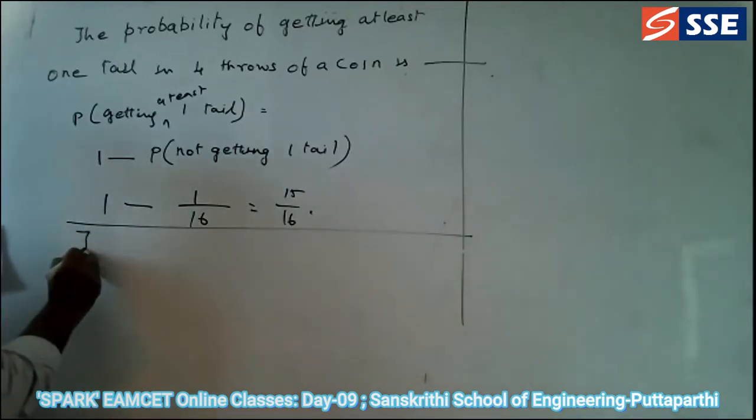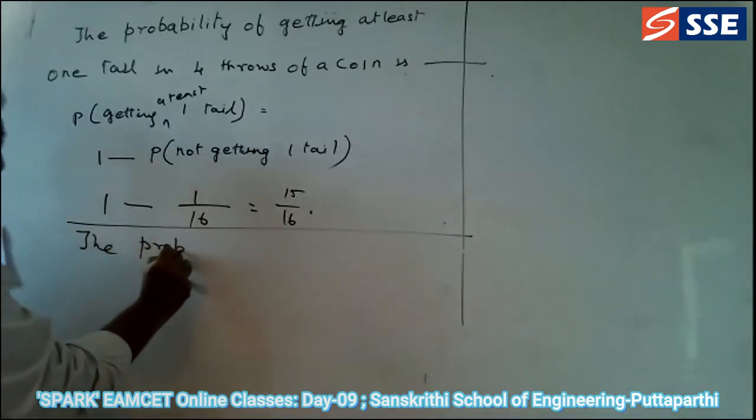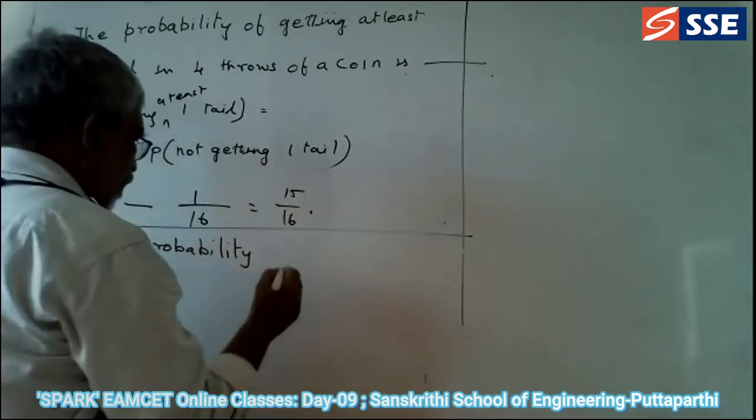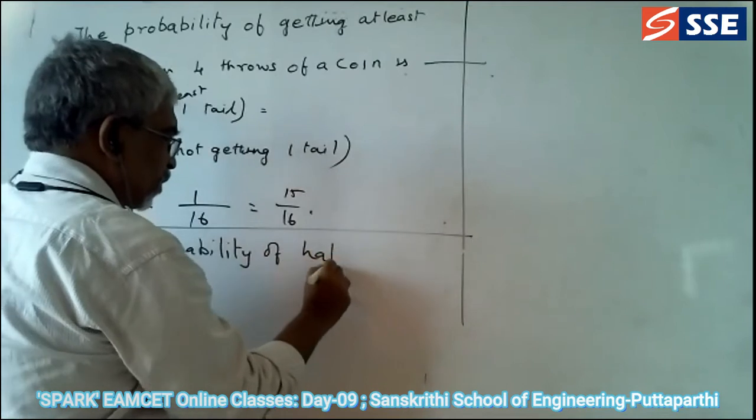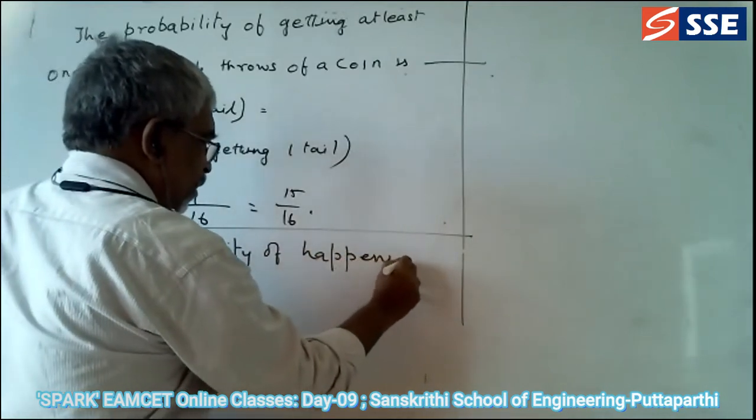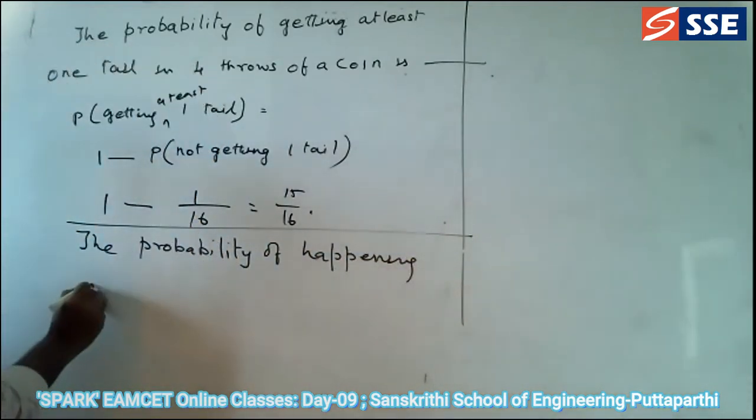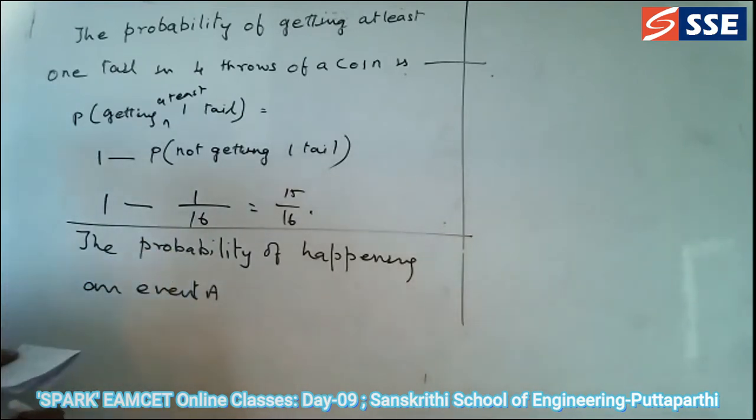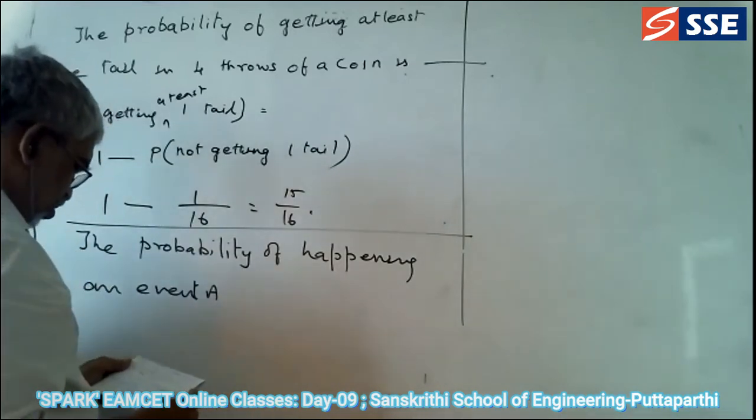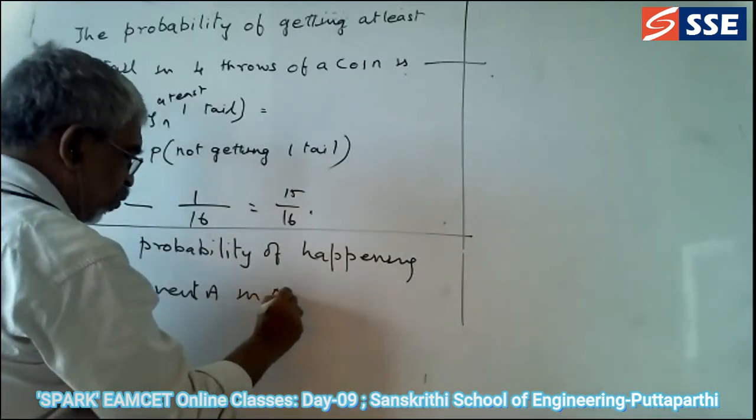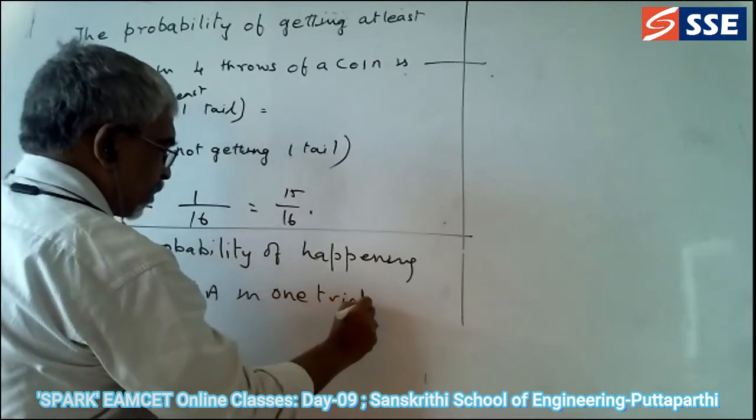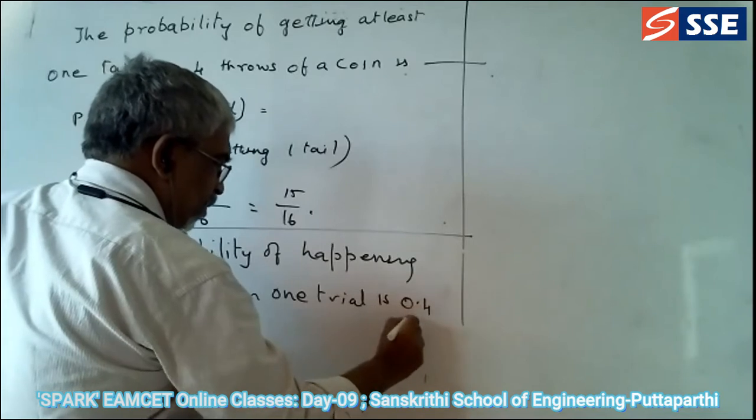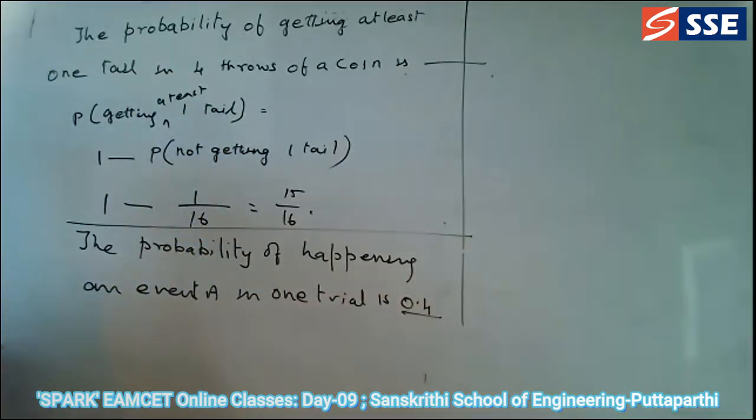The probability of happening an event A, the probability of happening an event A in one trial is 0.4.